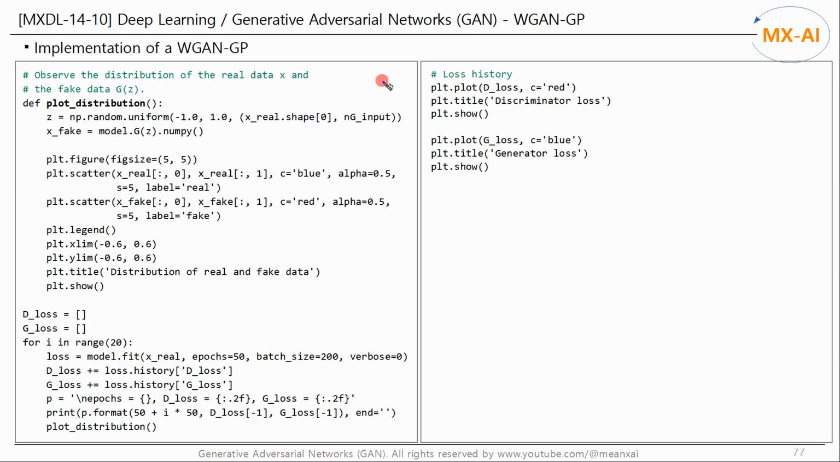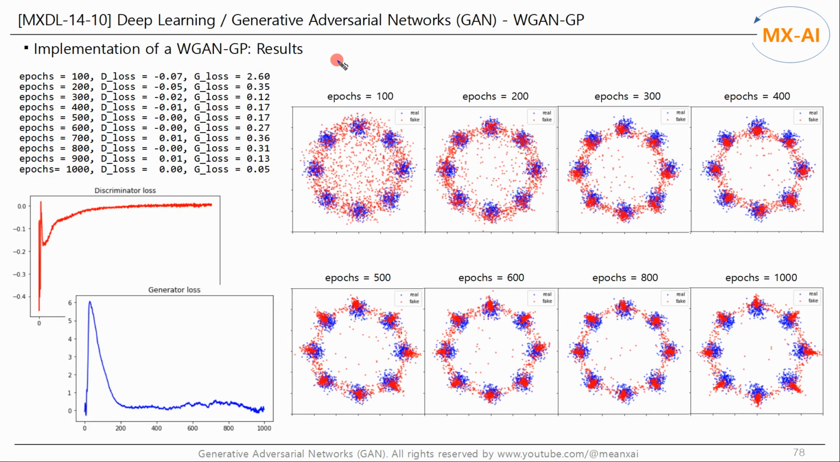Finally, let's write some code to check the results. This code is also the same as before, so I will skip the explanation. Let's take a look at the results. The loss history of the discriminator measured during training is as follows. After 1,000 iterations, the loss converges to almost 0. The loss history of the generator measured during training is as follows. After 1,000 iterations, the loss also converges to almost 0.